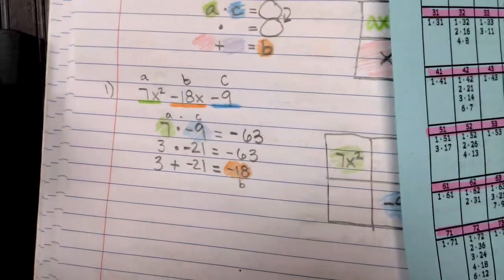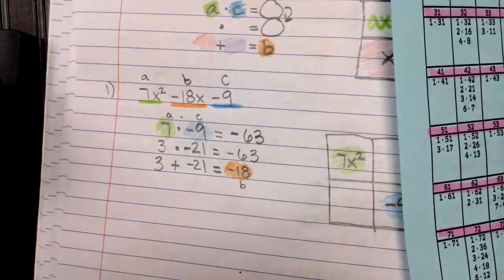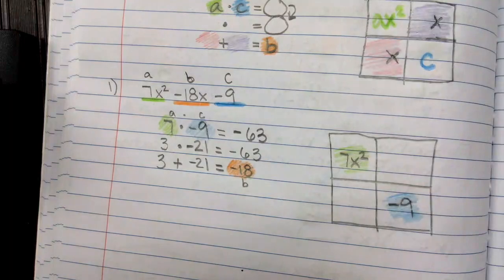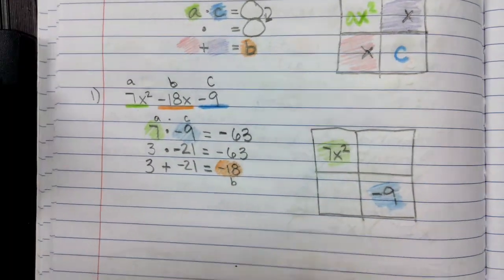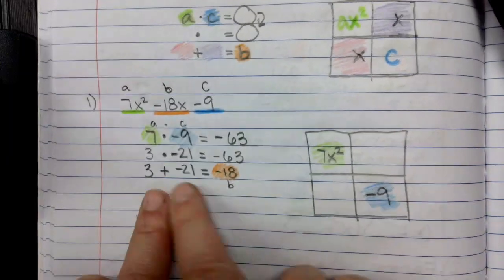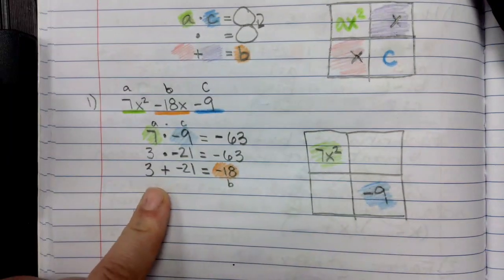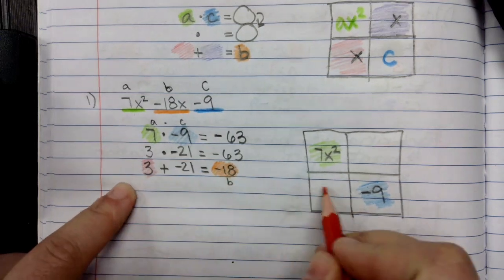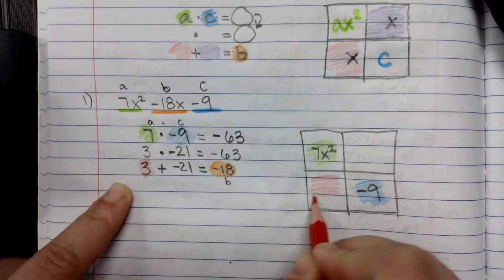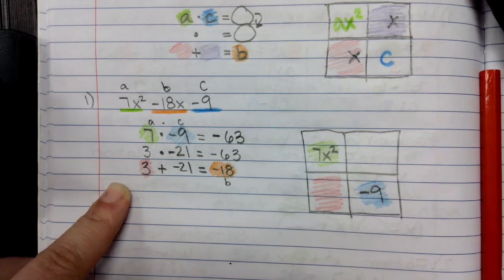Alright, so we're going to take that 3 and that negative 21. If you want to color code this, it's up to you. I'm going to put the 3 here, and I'm going to throw this negative 21 in the other box. Now you could have flipped those around if you wanted to. We're going to get the same answer.